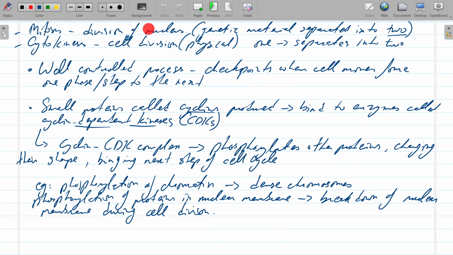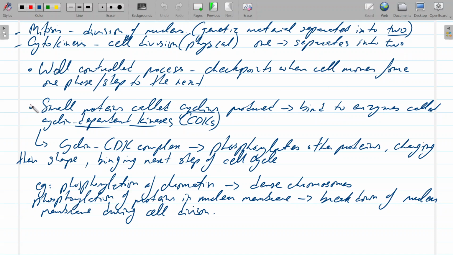Then briefly, mitosis is where the nucleus or genetic material is separated into two. Cytokinesis is the physical cell division, where one cell physically separates into two daughter cells. It is a well-controlled process.